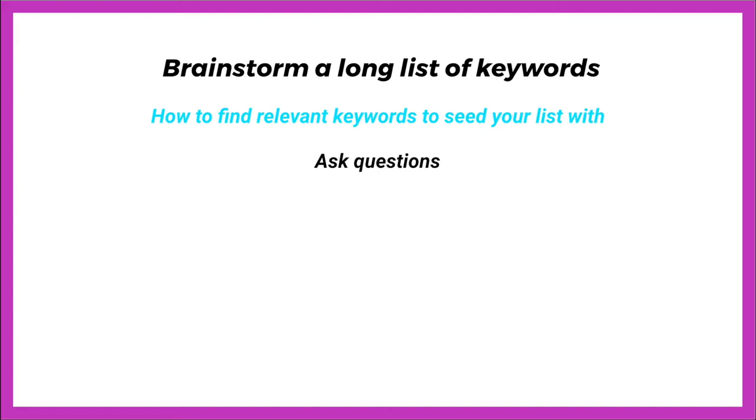Ask questions. Come up with an initial list of the products or services that you offer to your leads and customers. Try to focus on long-tail keywords over broad keywords. If your company sells shoes, you should create a list of keywords that include all the different types of shoes you sell. It's the difference between shoes and Nike red running shoes.